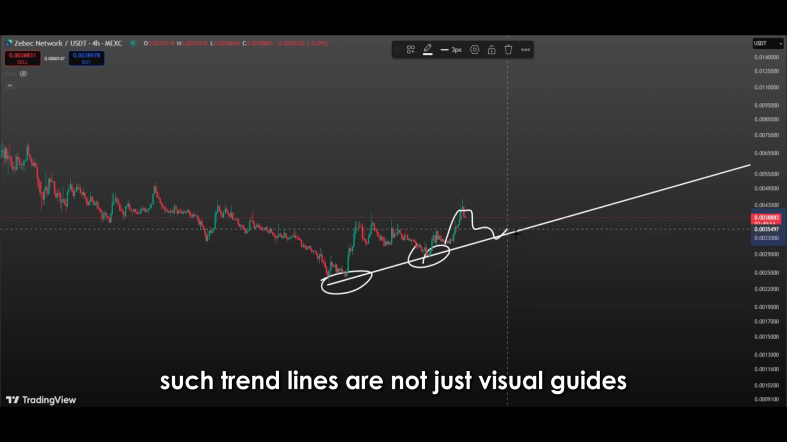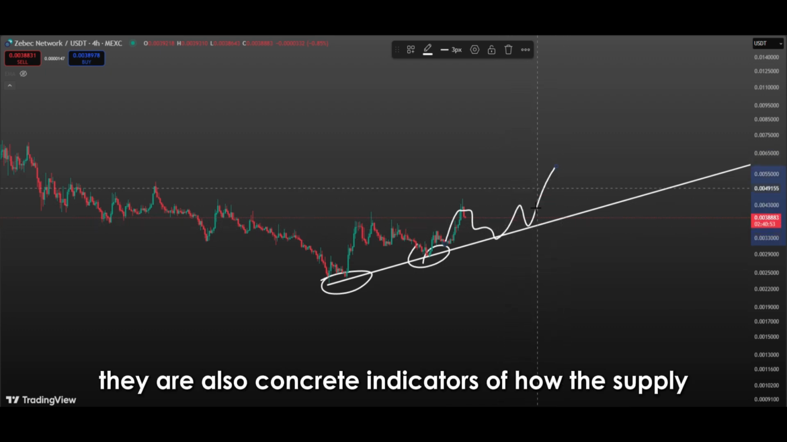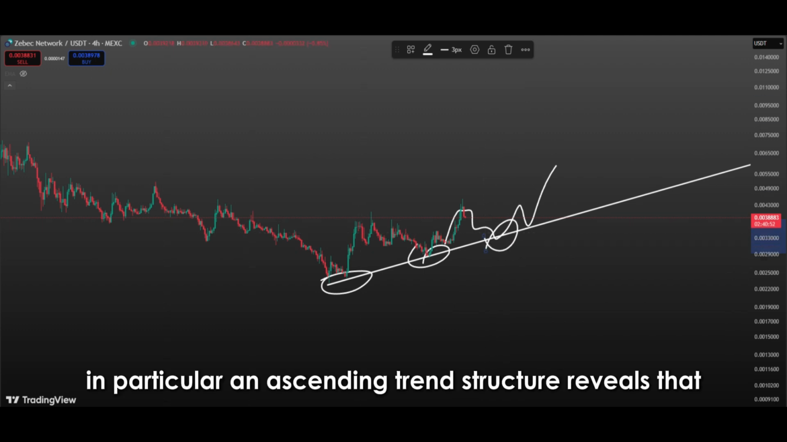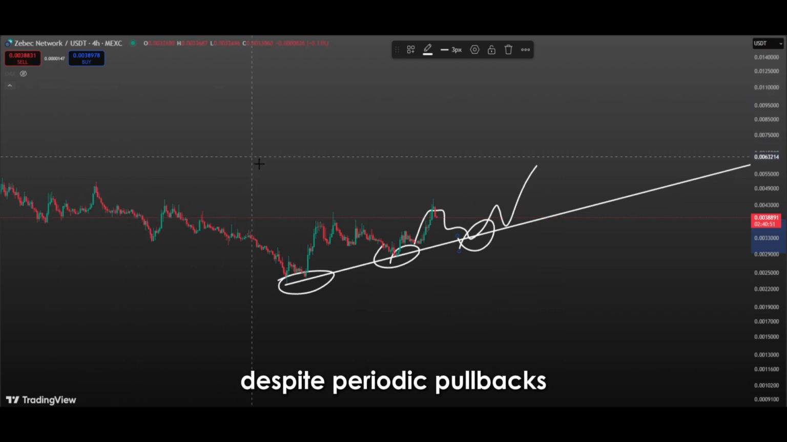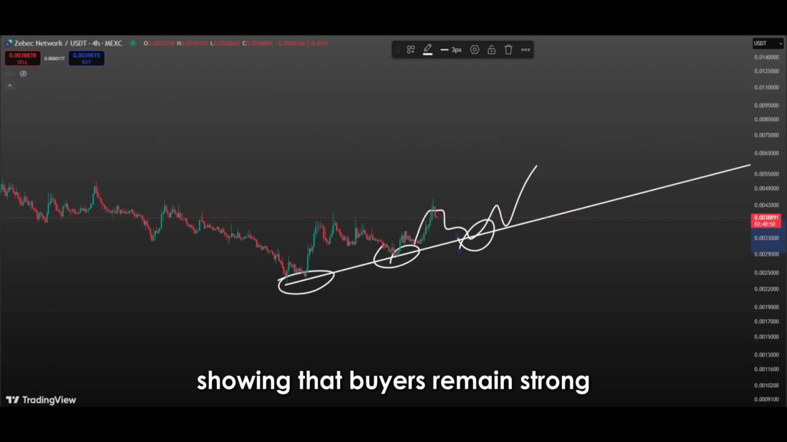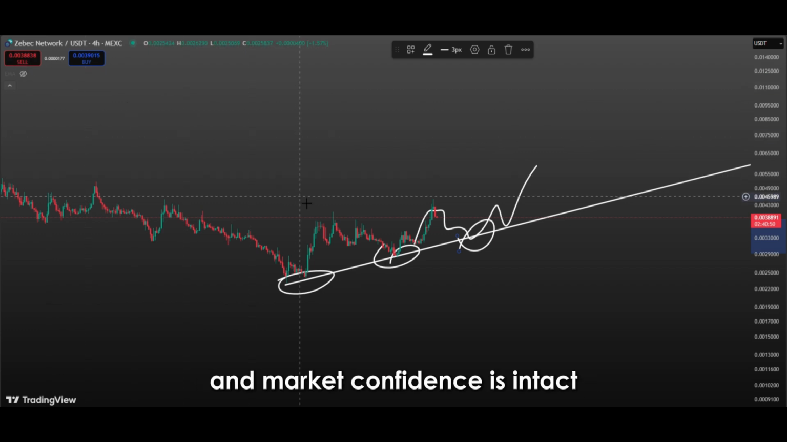Such trend lines are not just visual guides, they are also concrete indicators of how the supply-demand balance evolves over time. In particular, an ascending trend structure reveals that, despite periodic pullbacks, the price continues to form higher lows, showing that buyers remain strong and market confidence is intact.